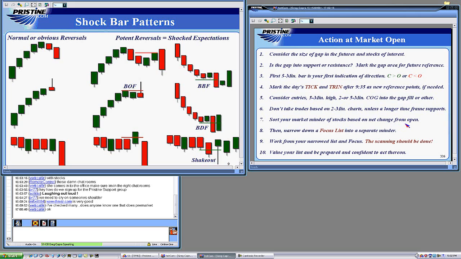Sort your Minder. Net change from open. You want to set up your Minder with change from yesterday's close and change from today's open. So you've got those 2 columns. And what is trading above yesterday's close and above today's open? 2 green columns, those are going to be your strong stocks. The ones with 2 red columns obviously are your weak ones.